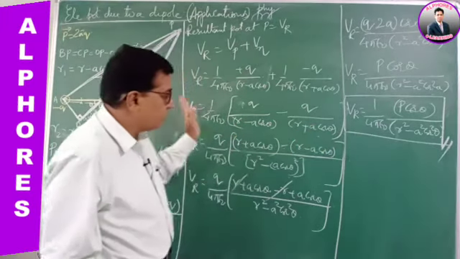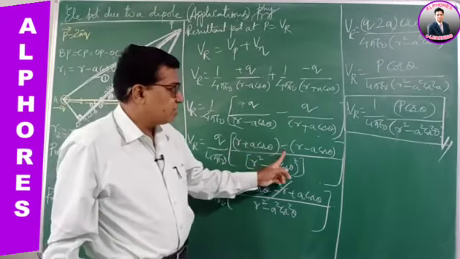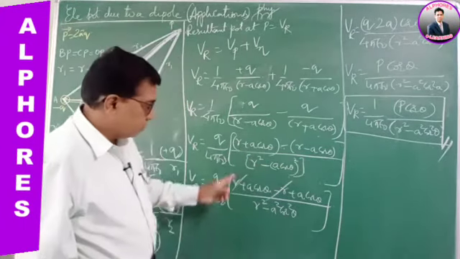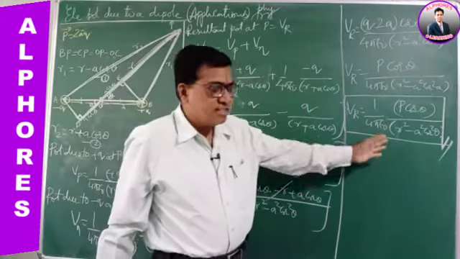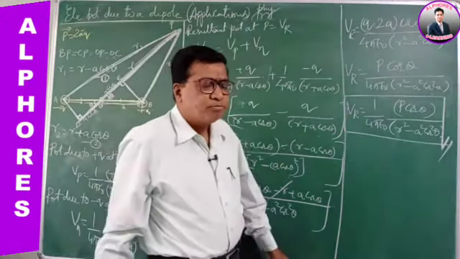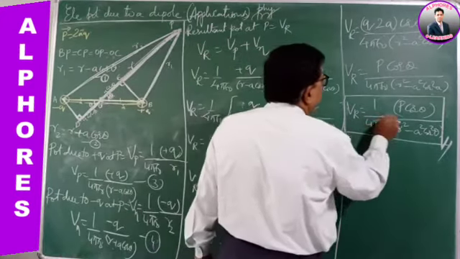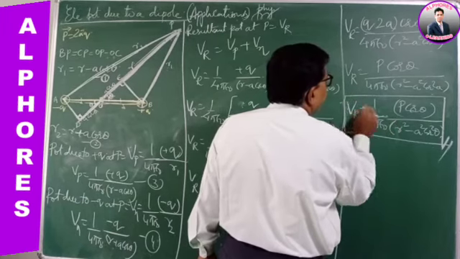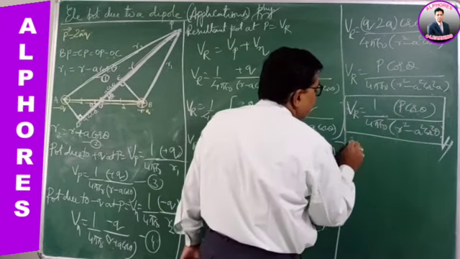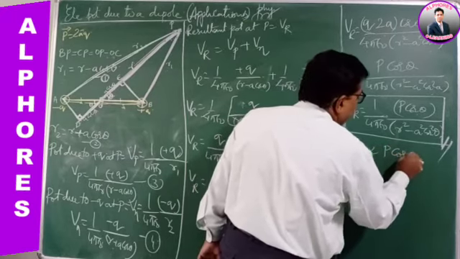A cos theta. Take Q common. So LCM is R square minus A square cos square theta. R plus A cos theta minus R minus A cos theta. So for the final answer, you simplify, apply simple algebra. So you get the resultant potential at any point. The resultant potential is P cos theta by this. So potential at any arbitrary point is directly proportional to P cos theta.